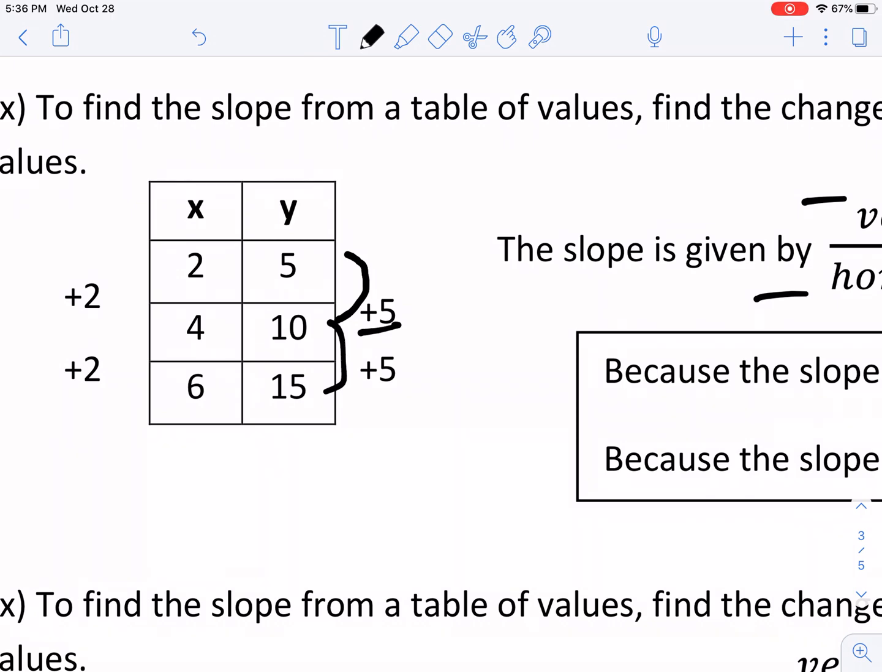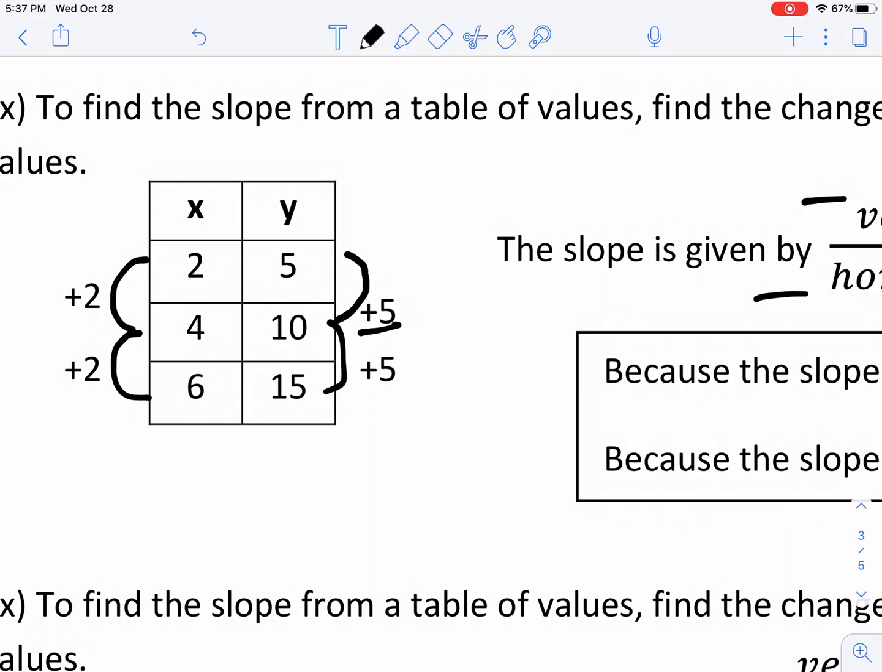Then we also have to think about the change in x. How do I go from 2 to 4? That would be adding a positive 2, so the change is a positive 2. How do I move from 4 to 6? Again, a change of a positive 2. So each time that we move across the x, we have a change of a positive 2.